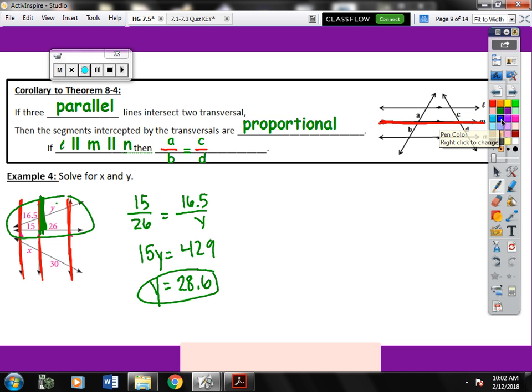Who thinks they know what the second proportion I would write to solve for x would be? No? 15 over x is equal to 46 over 30. That works. You also could do x over 30 equals 15 over 26, just like the way I set up the other one. But this will get you the same cross product.